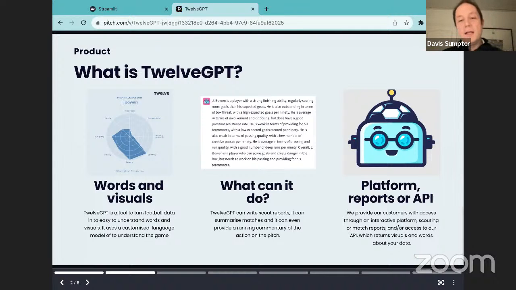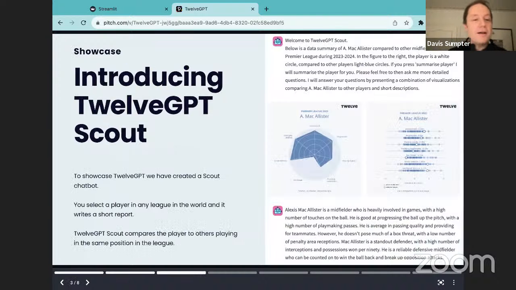Also, often the clubs we work with want to access our API, so they can send in data and then we can send out the words which describe that data. So there's various ways in which you can access and use this technology. It's not just the scouting tool that we're going to see now. But tonight we are going to have a look at the 12GPT Scout.